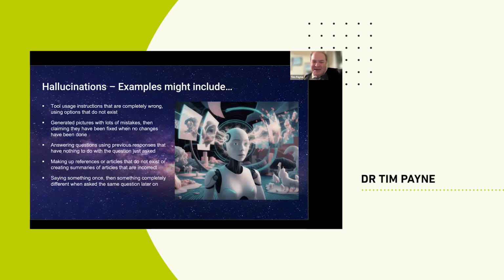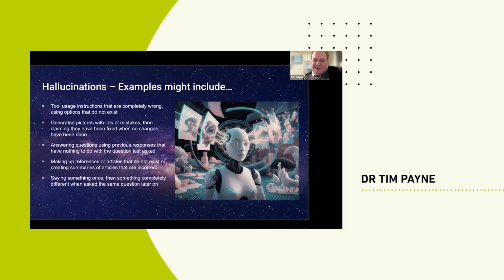It might answer questions that are to do with previous responses and totally ignore the question you've just asked. Had that happen quite often. It may make up references or articles that don't exist. This happens quite a lot in academia, where people are using GenAI to do initial searches for articles that might be relevant to the areas they're looking at. A lot of cases have come up recently where the articles that are being referenced or cited don't exist. They're just being made up. That's because the GenAI, for whatever reason, decided these articles exist, but they don't really.